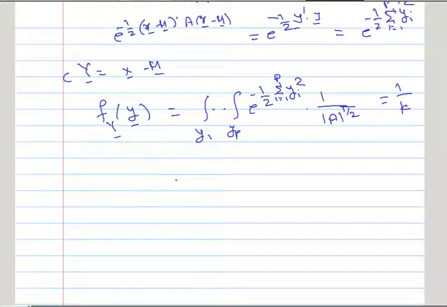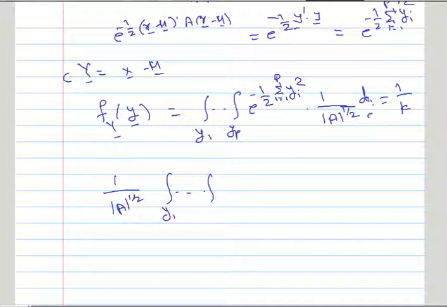Now determining this is quite easy. The determinant of A raised to 1/2 is a scalar number, so it will come out of the expression. So 1 upon the determinant of A raised to 1/2, times the integration over y1 up to yp, dy1 dy2 up to dyp, of e raised to minus 1/2 summation yi squared, i from 1 to p. This has to integrate to 1 upon k.